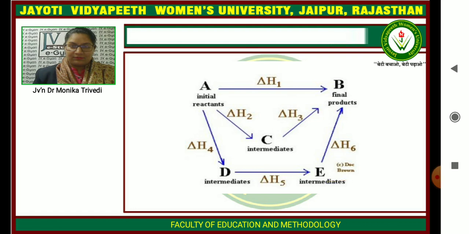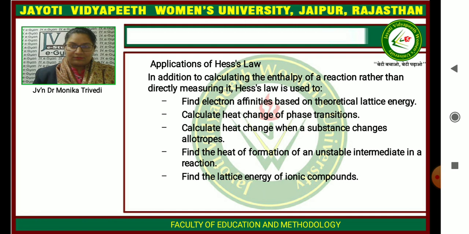What are the applications of Hess's law? Generally Hess's law is used for theoretical observation: to calculate the heat change of a phase transition, the heat when a substance changes allotropic form, the heat of formation of an unstable intermediate in a reaction, or the lattice energy of an ionic compound. These are some examples of applications of Hess's law.